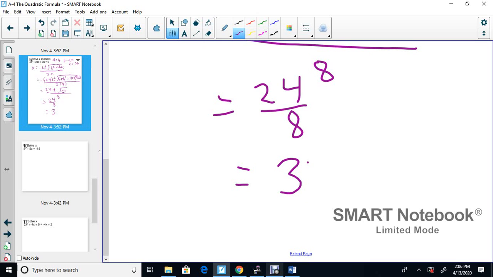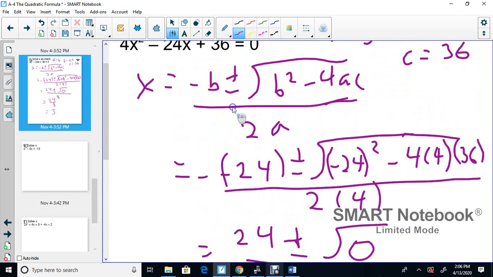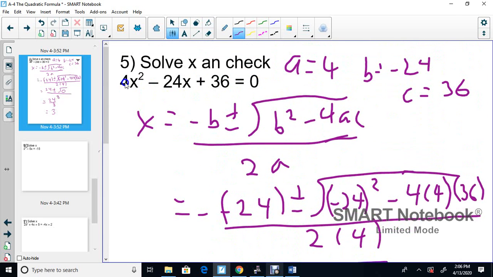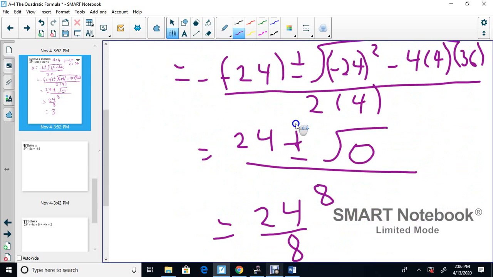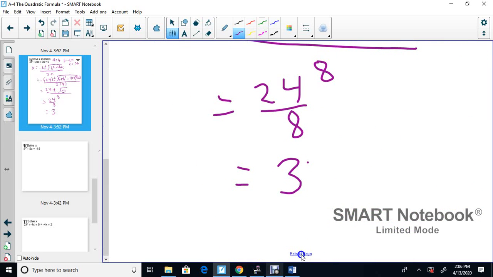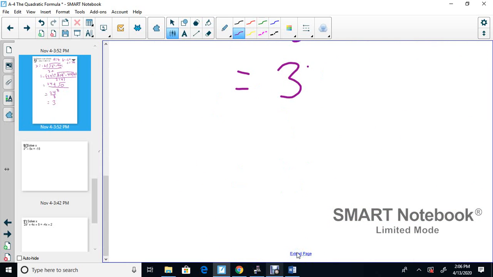Okay, now we only have one answer here, so if we go back up here, it's a perfect square, that's why. Okay, let's see if it's right. Let's check it. So we're going to check this one, so let's do a check. So we're just going to sub into the equation here.